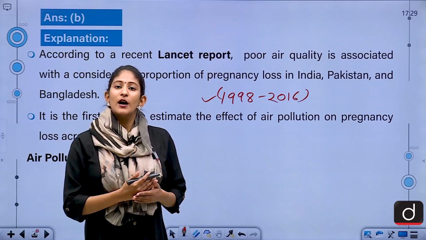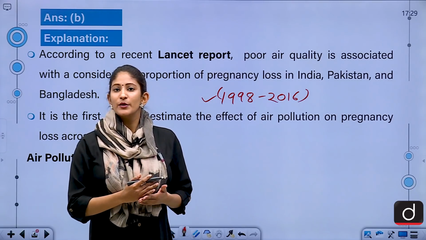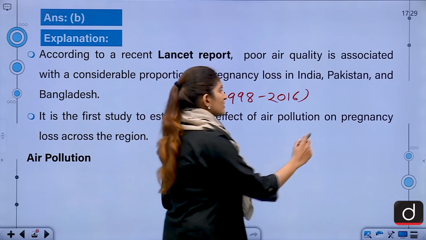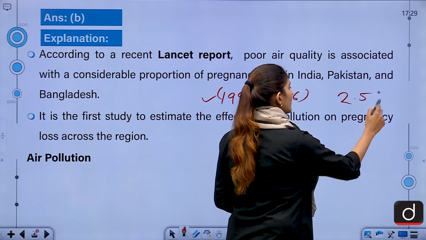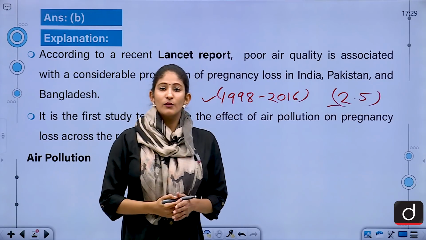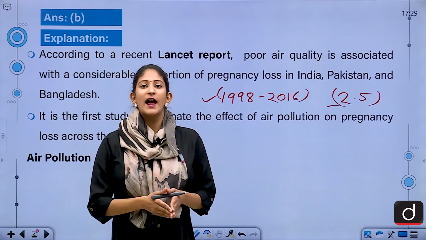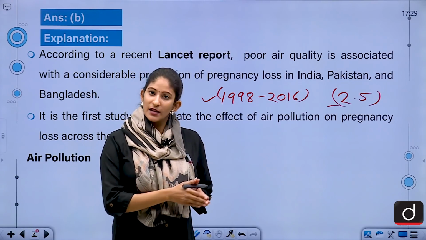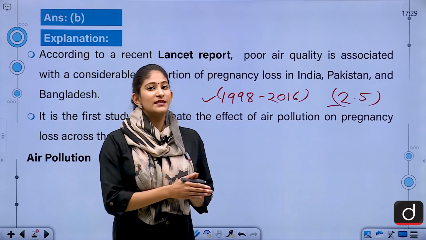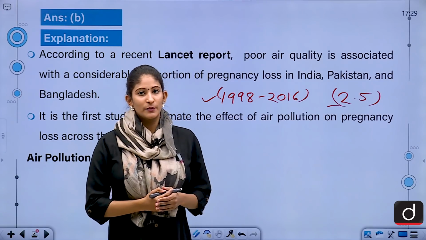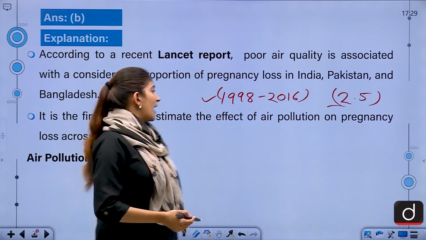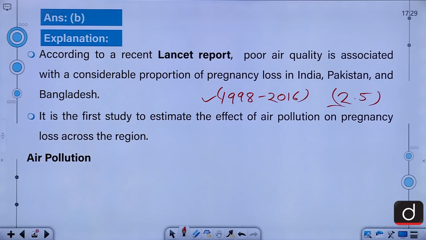And if we talk about the miscarriages which are attributable to the particulate matter 2.5, older mothers, that means mothers of at least age 30 and above, have been having miscarriages because of particulate matter 2.5. All right. And if we talk about the study, it is the first study to estimate the effect of air pollution on pregnancy loss across the region.